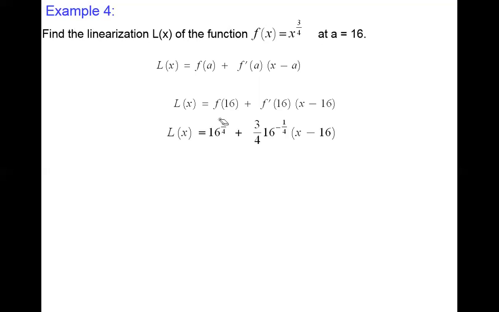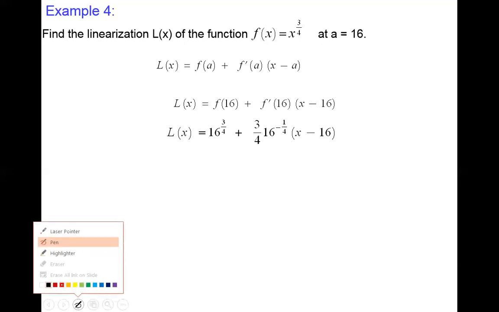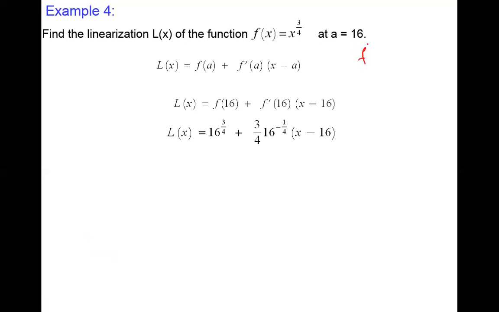16 to the power of 3 over 4. And now the derivative of the function x to the power of 3 over 4 will be 3 over 4, x to the power of 3 over 4 minus 1, it's negative 1/4, which I do have here. And instead of x, the a value, 16.